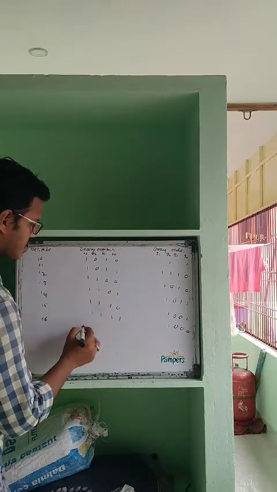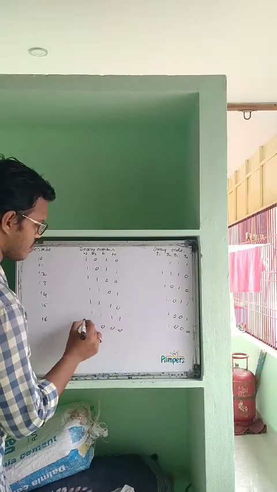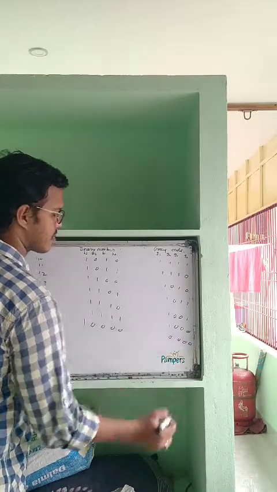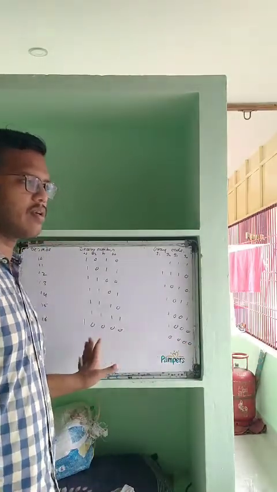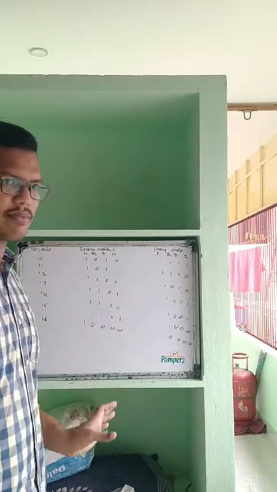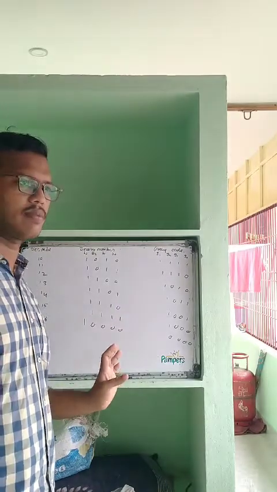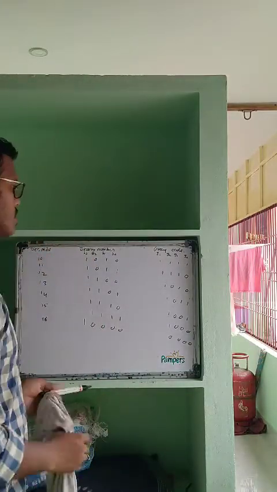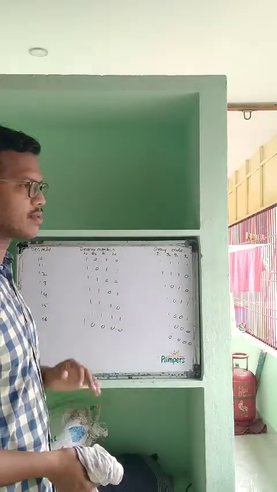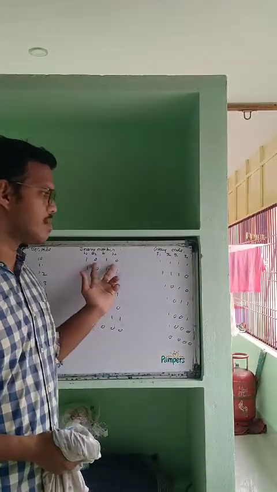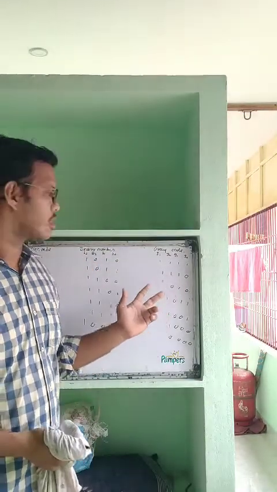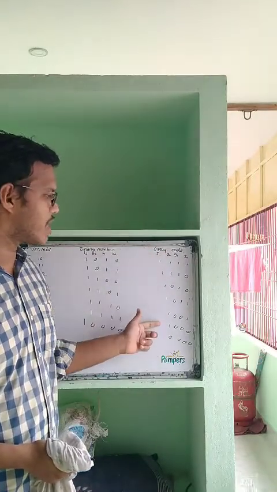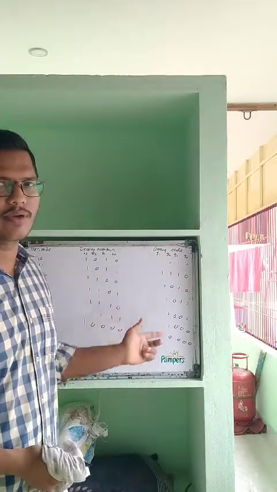16 can be written as 1 0 0 0 0. Here, all zeros. Okay. This is the tabular form of the gray code and binary numbers for the decimal numbers 0 to 16. Okay. So I will explain now how to convert this binary number into the gray code, and how the gray code tabular form is happening.